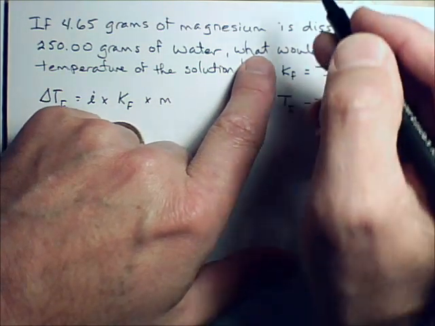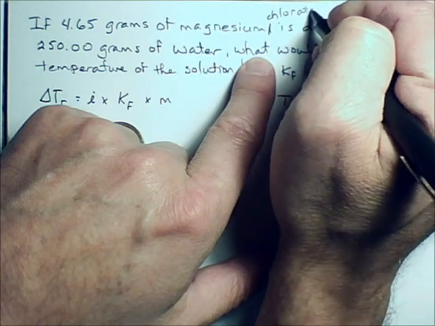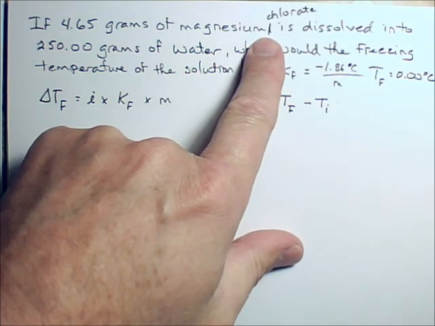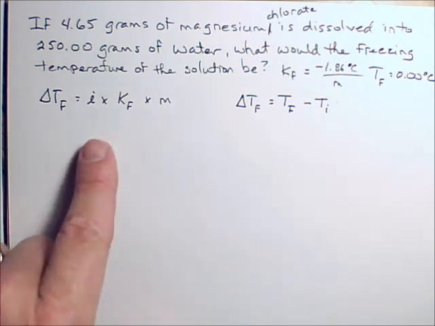Oh, it's not magnesium. I'm sorry. I forgot to put chlorate here. Magnesium chlorate. Okay? So you have to figure out what the properly balanced formula is to figure out the number of ions you're going to need for i. Okay?